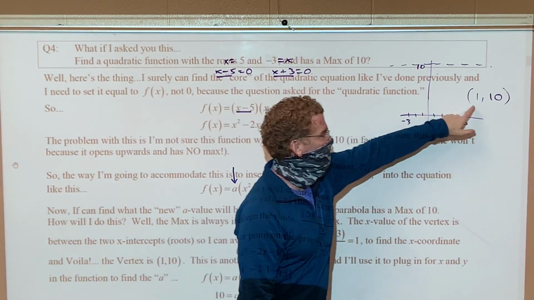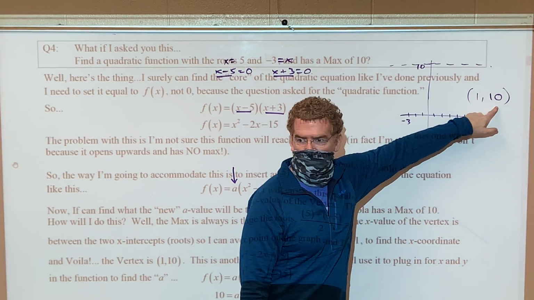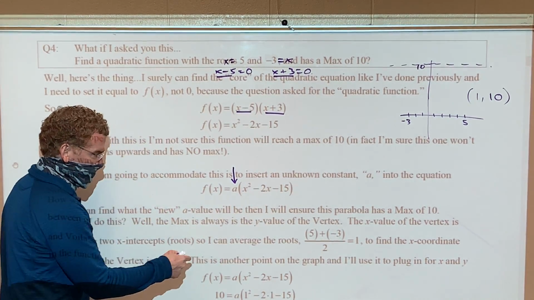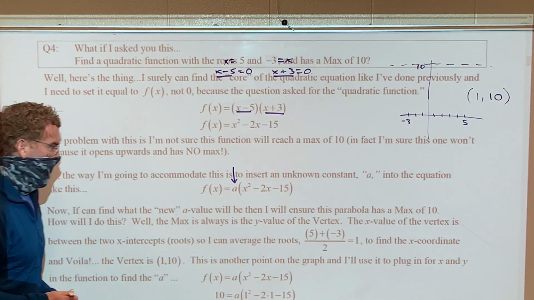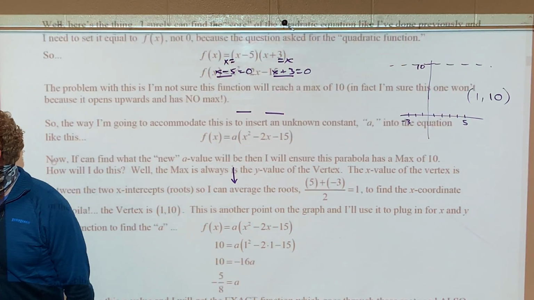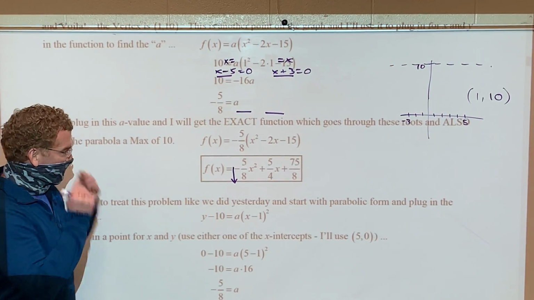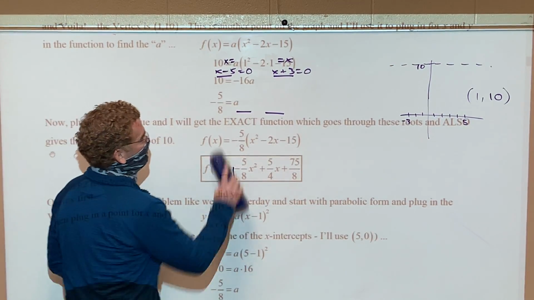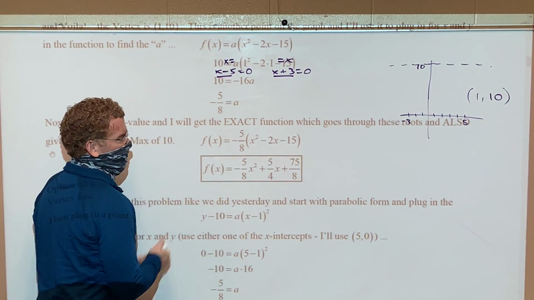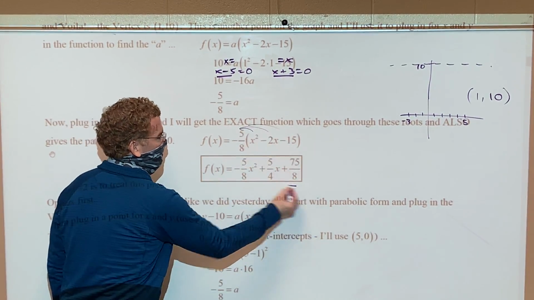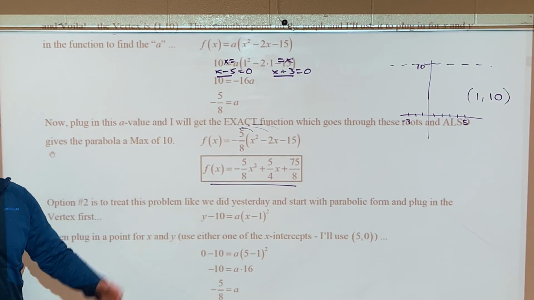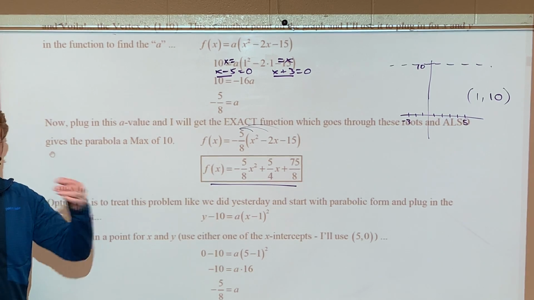But I had to still find the vertex the same way I did yesterday, right? So I'm going to take the 1, plug it in there for x. I'm going to take the 10, plug it in there. And when I do that, you can see that right down here, I can solve for my a. So I get a is negative 5/8. And once I have that negative 5/8, I plug it in. And all I have to do now is distribute it there. Not too bad, but it's another way of doing it.